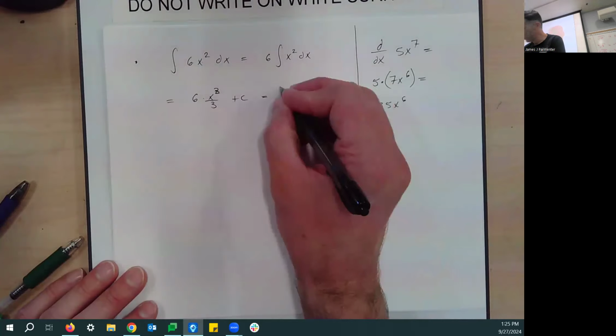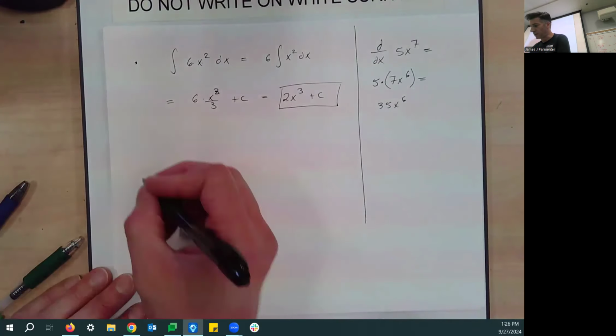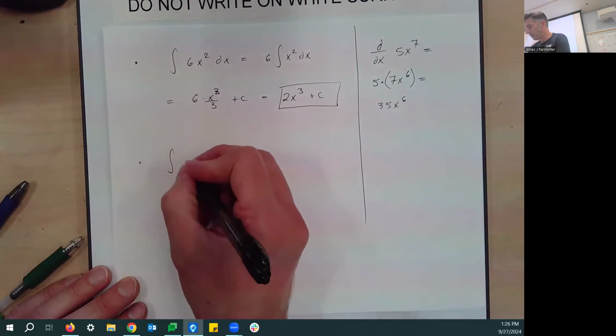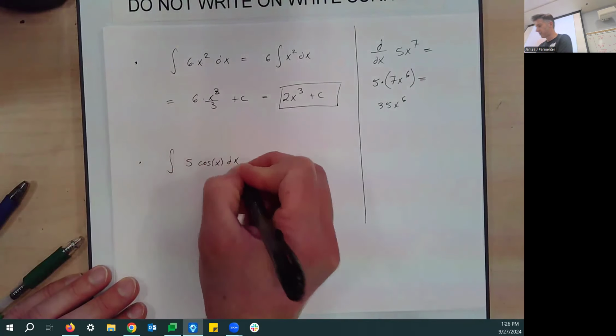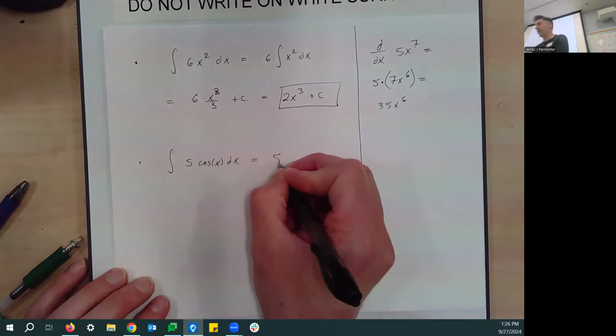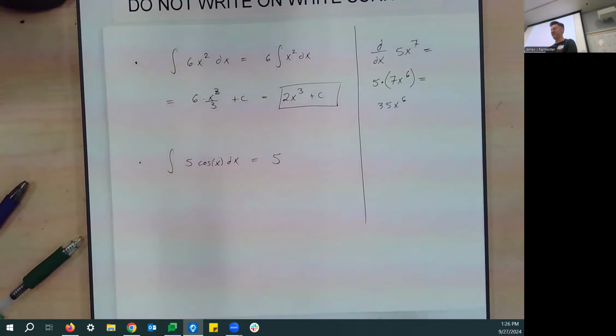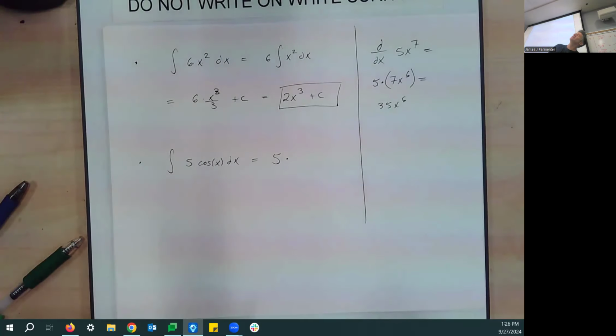And that's true no matter what kind of function you're dealing with, whether it's a nice power of x or a polynomial or a trig function or any other kind of thing. So for example, if you're integrating something like 5 times cosine of x, the 5 would hang out. And the antiderivative of cosine is... so close.